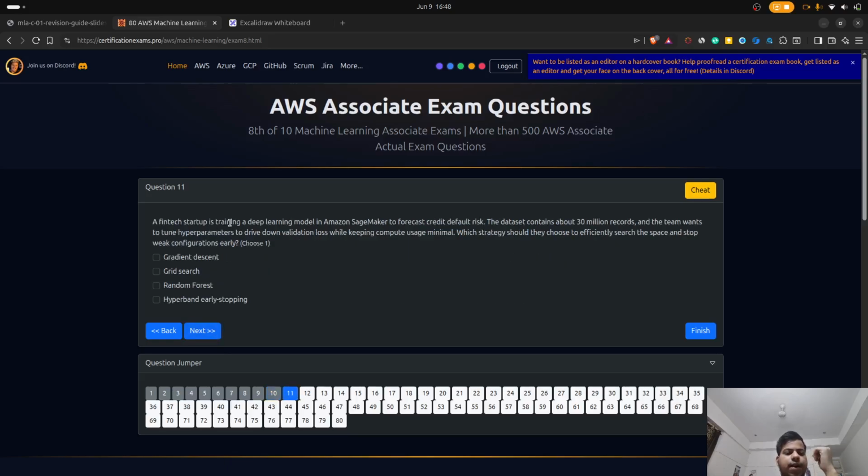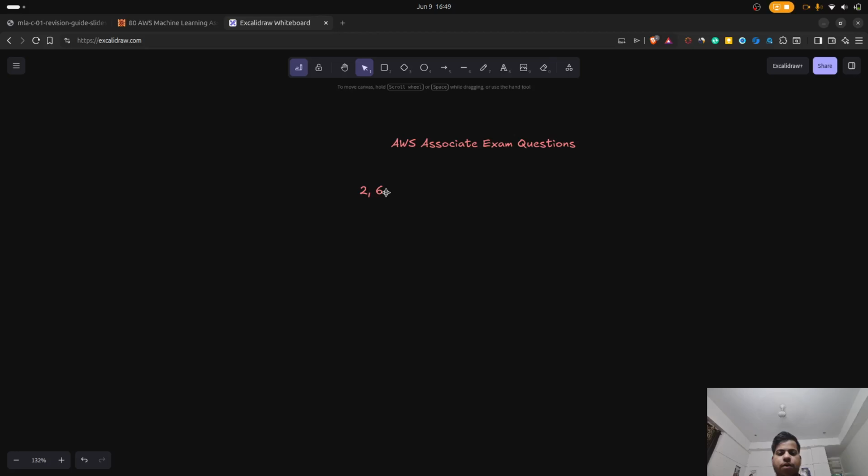A fintech startup is training a deep learning model in Amazon SageMaker to forecast credit default risk. The dataset contains about 30 million records, and the team wants to tune hyperparameters to drive down validation loss. Okay. Let me add this. I have to study it first.